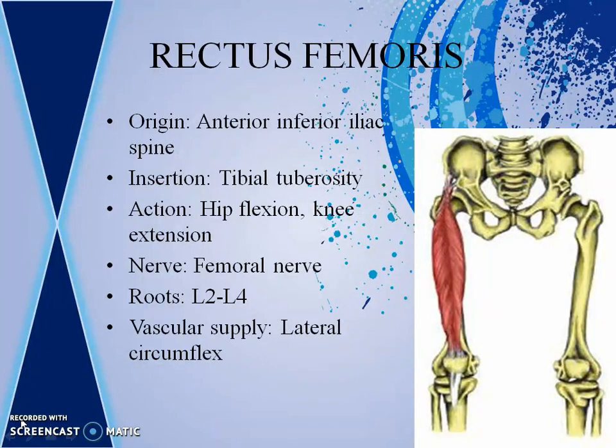Next one is the rectus femoris, whose origin is the anterior inferior iliac spine, and insertion is the tibial tuberosity. The action is hip flexion and knee extension. The nerve supply is the femoral nerve. The roots are L2 to L4, and the vascular supply is the lateral circumflex.